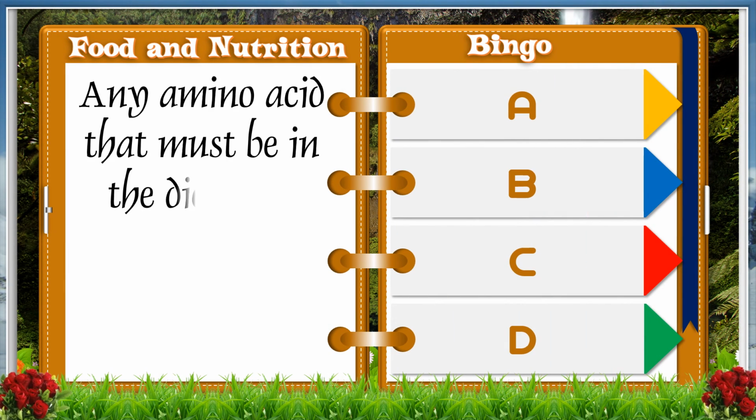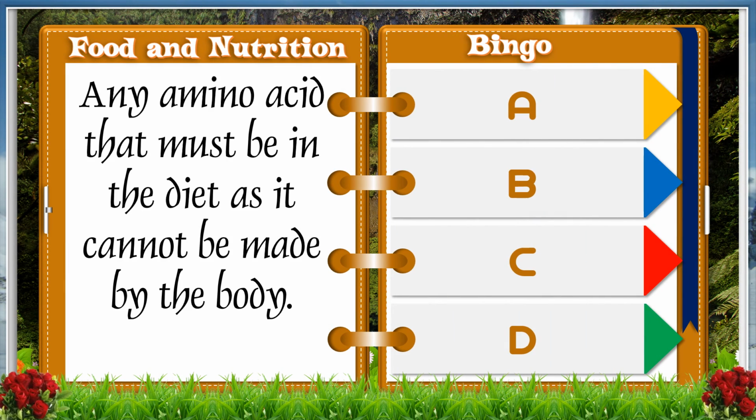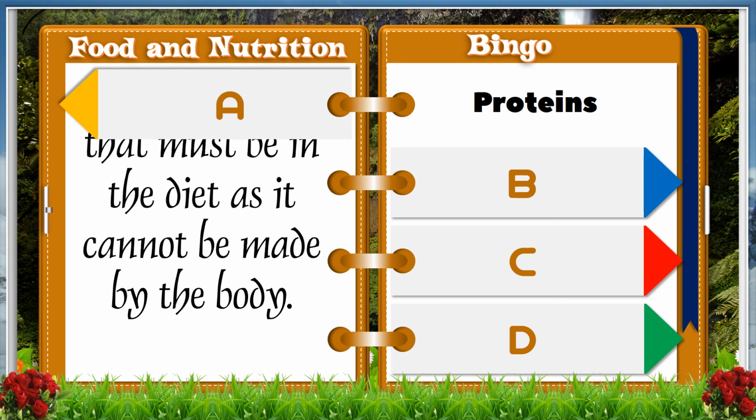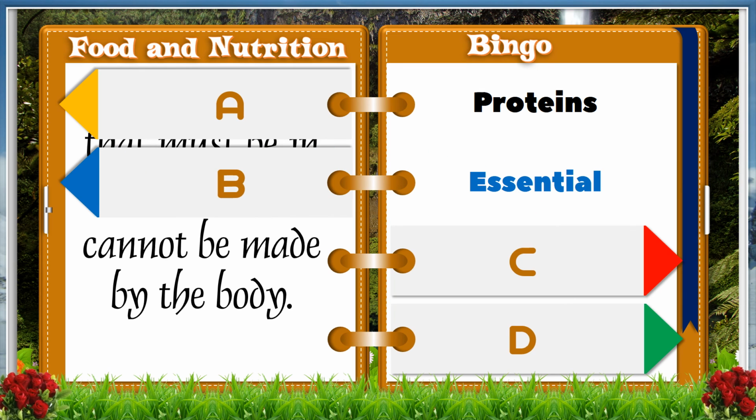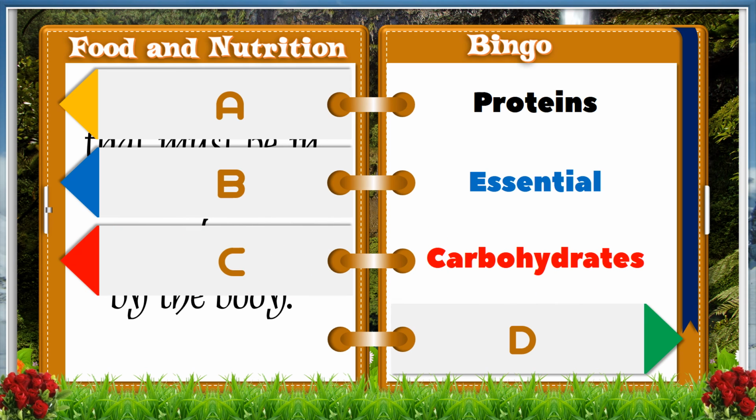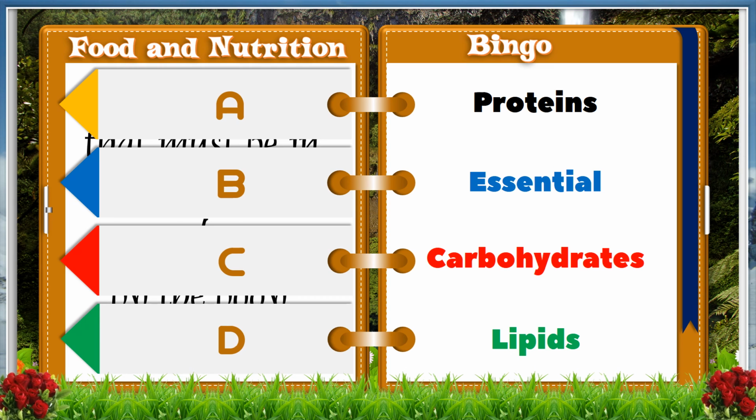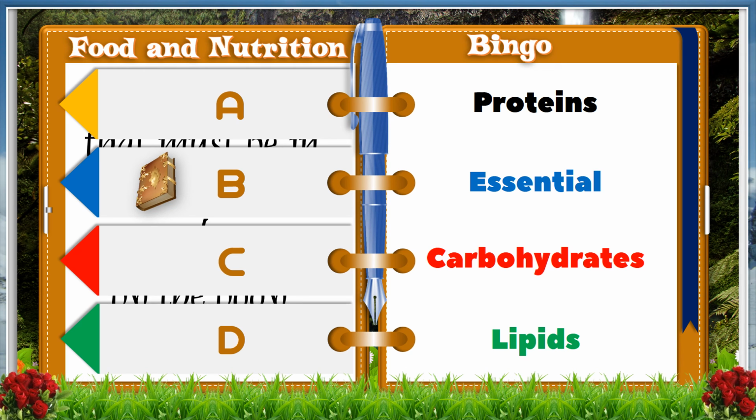Any amino acid that must be in the diet, as it cannot be made by the body. Option A, proteins. Option B, essential. Option C, carbohydrates. Option D, lipids. And the answer is B, essential amino acids.